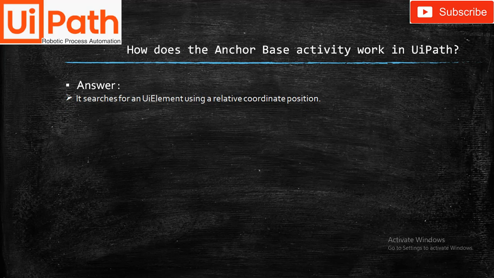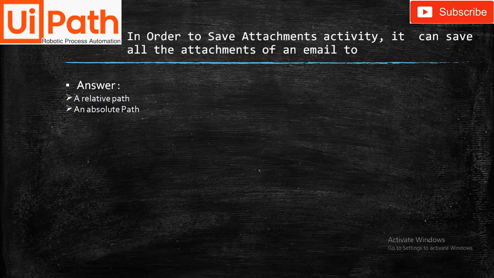How does the anchor based activity work in UiPath? It searches for a UI element using a relative coordinate position. The save attachments activity can save all the attachments of an email to a relative path and an absolute path is the answer to this question.